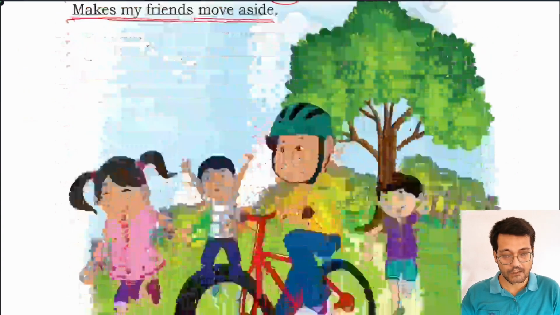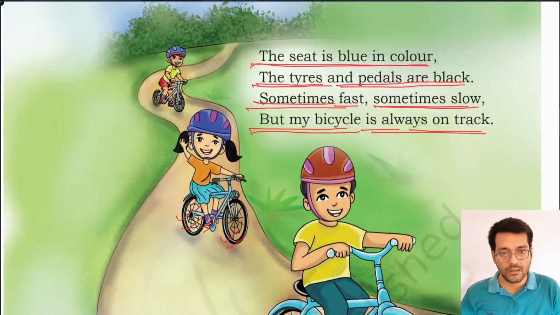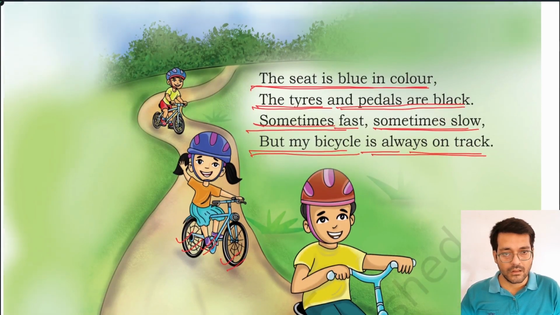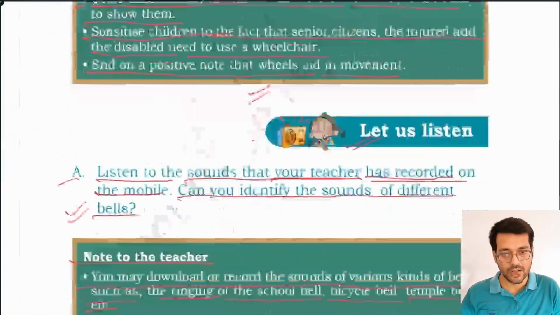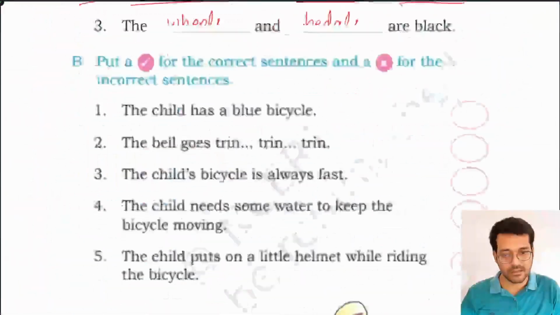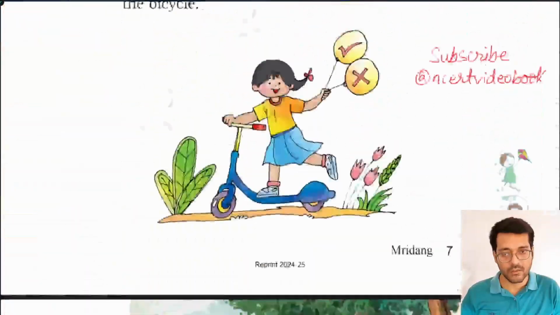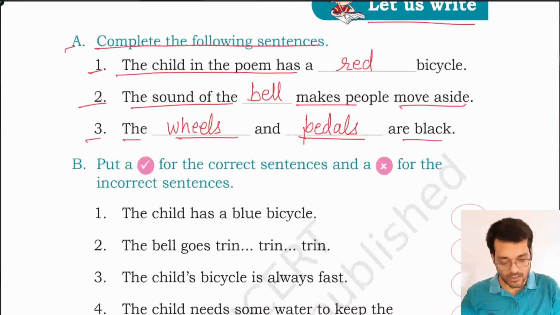I have a red bicycle. You may write tires and pedals there, not wheel. You may write tires, T-Y-R-E-S, tires and pedals are black.